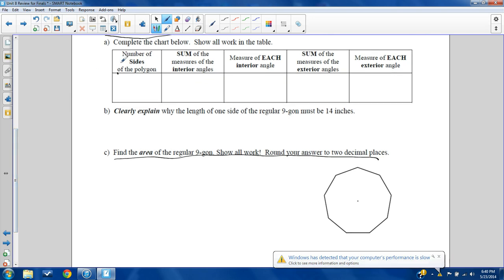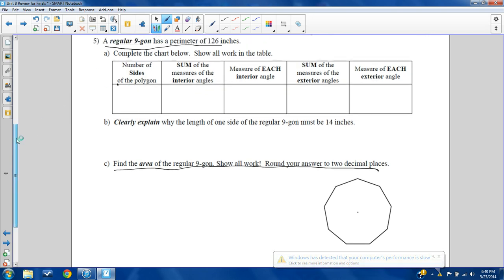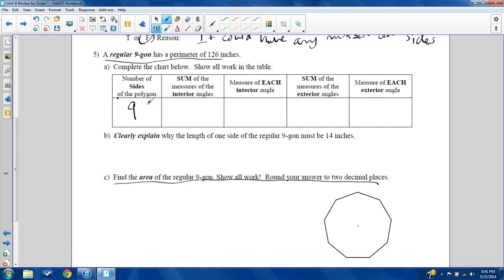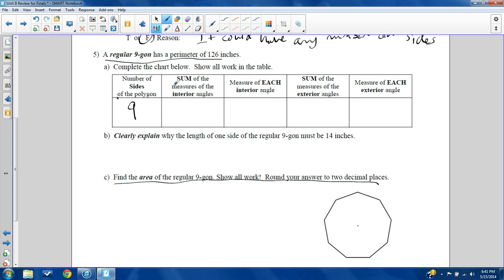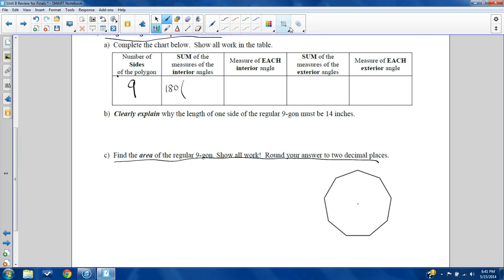Well, we'll see. Number of sides of the polygon. Well, it's a nine-sided polygon. Sum of the measures of the interior angles. I'm not going to use the formula this time. I don't want you to think, remember the formula. I want you to think that I multiply 180 by the number of triangles in this polygon. If you don't know, you can draw them out. This is something to help you out here.